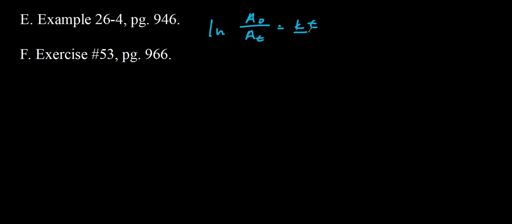So half-life equation first to find the rate constant. Once we know the rate constant, we can plug that in here along with the time and the original amount, and we're solving for how much remains after a certain period of time.